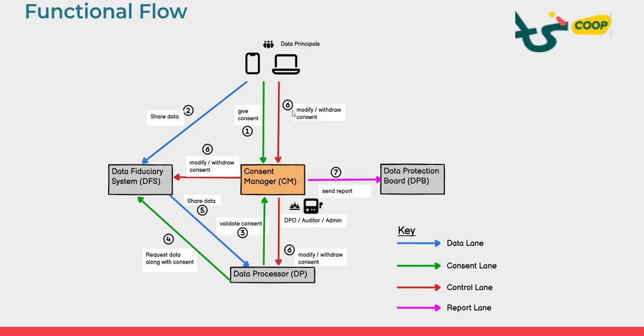At any point of time, whether the data principal decides to modify or withdraw the consent, they should be able to notify the consent manager, and the consent manager in turn needs to notify the data fiduciary system and all the data processors, right? So if the consent is modified, or if it is being withdrawn, then accordingly the data processor needs to ensure that the data has been purged from the corresponding systems. Right, so this is broadly the flow.